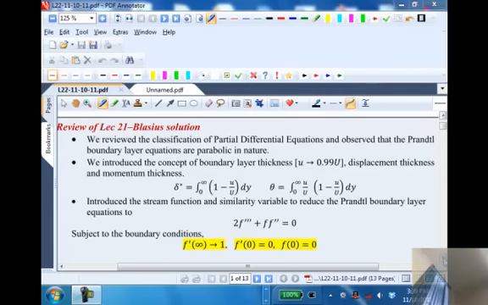Okay, are there any questions? I have a quiz ready for you, but I'll give it to you towards the last half an hour or so.